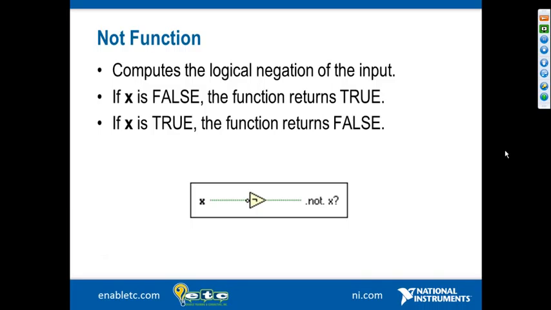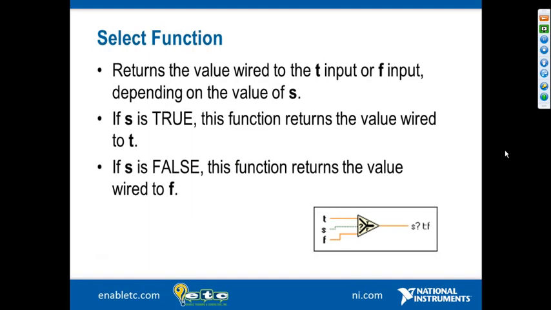We also talked about the not function, which has the simple behavior of inverting a Boolean value. So false becomes true, and true becomes false. We also talked about the select function. The select function returns the value wired into either the top or the bottom terminal, depending on the value of a Boolean wired into the middle terminal.